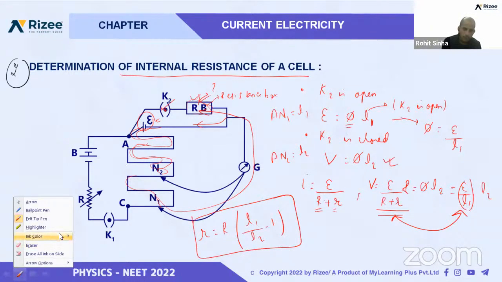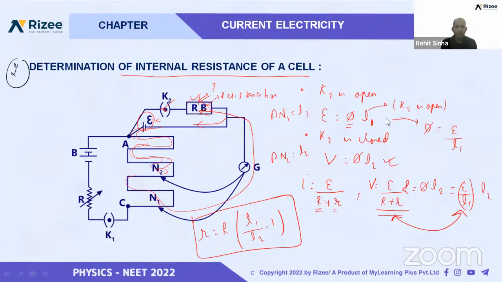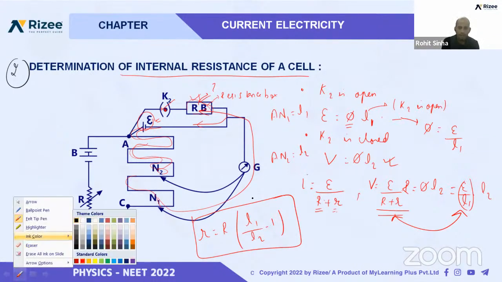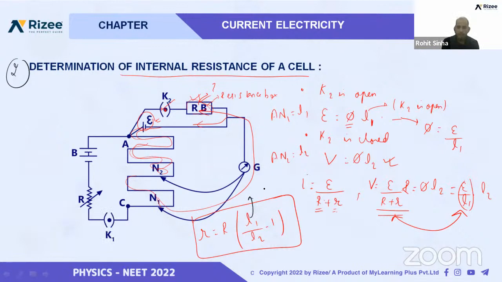Okay, any problem to anyone? Only one thing you have to remember: in the numerator we have taken L1. We get L1 when K2 is off, and we get L2 when K2 is on. This formula only use and solve the question.